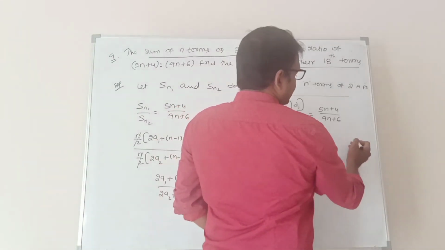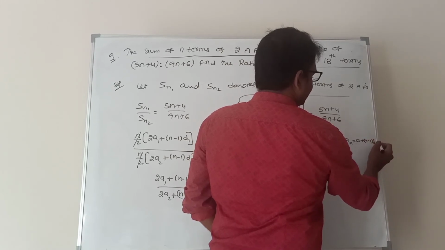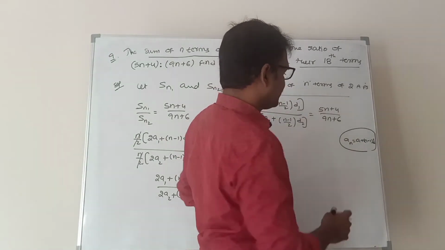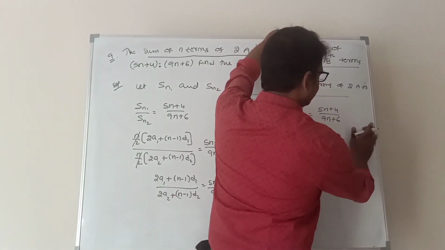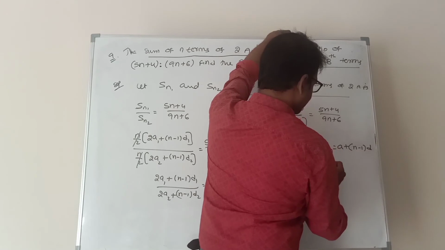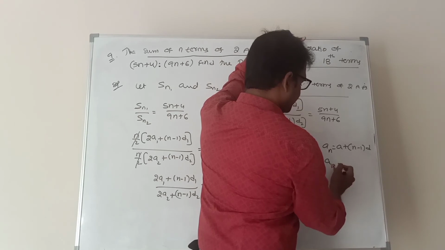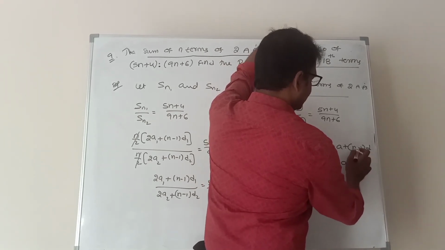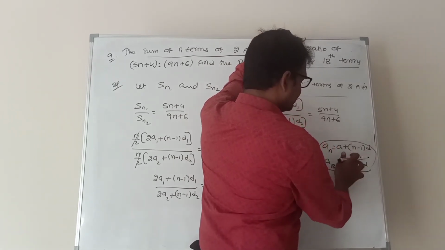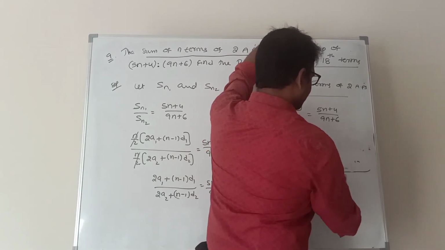We know the nth term formula is a_n is equal to a + (n − 1)d. This is the formula for the nth term. If you want the 18th term, you need to replace n with 18, so a + (18 − 1)d, which is 17.